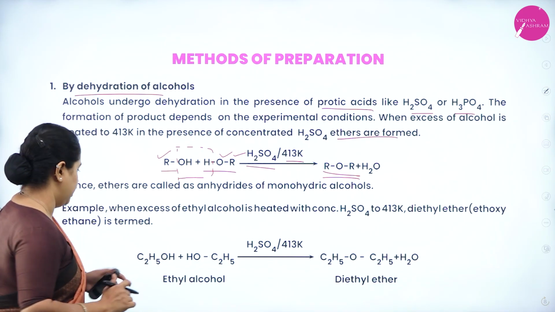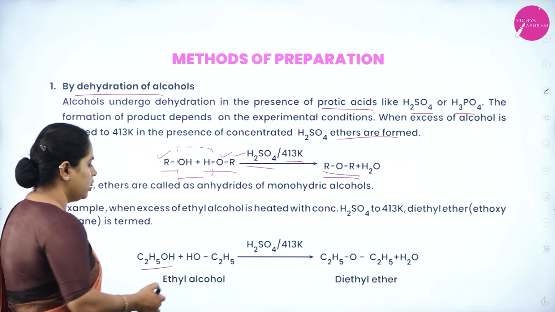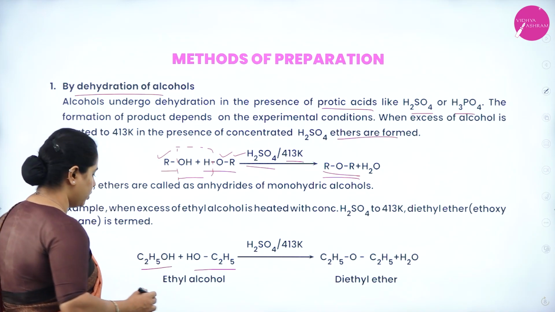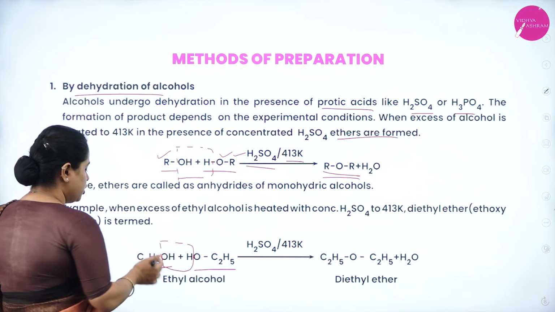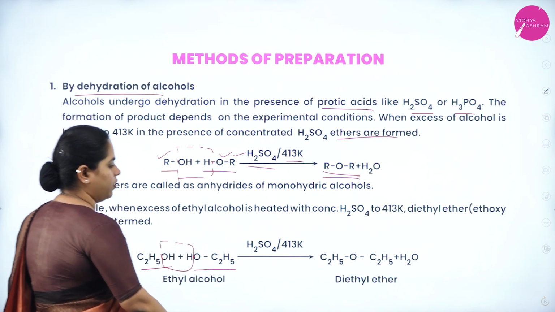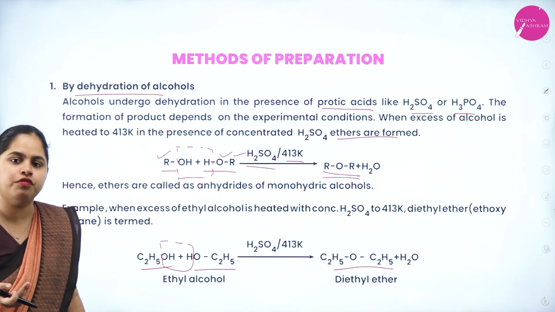get diethyl ether. So specifically we are taking an example of ethanol here, C2H5OH, another molecule of C2H5OH. Okay, now what happens? OH and H will be removed, that is water is removed. So you have C2H5O, C2H5, which is diethyl ether. Okay, so this is dehydration of alcohol.